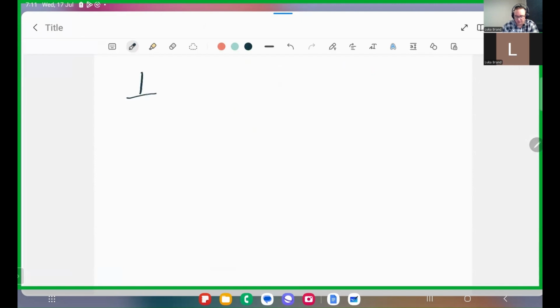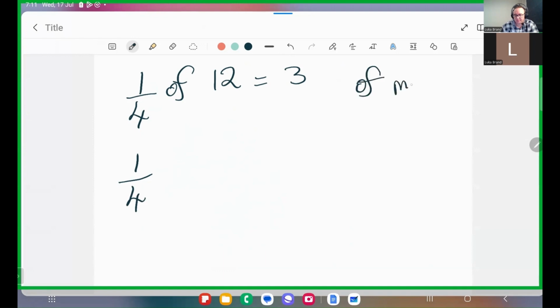We said that 1/4 of 12 equals 3. How did I get that? Brilliant question. So 1/4, now in maths, "of" means times.